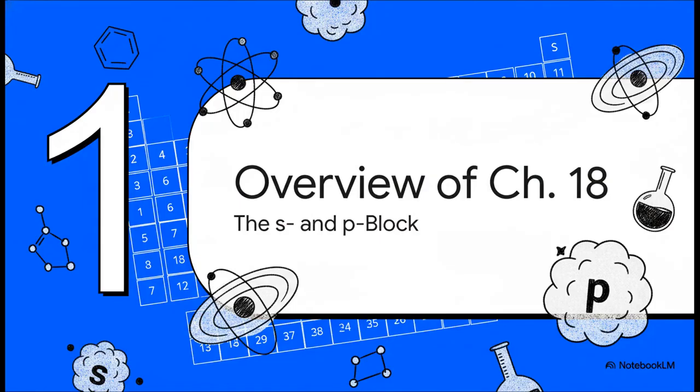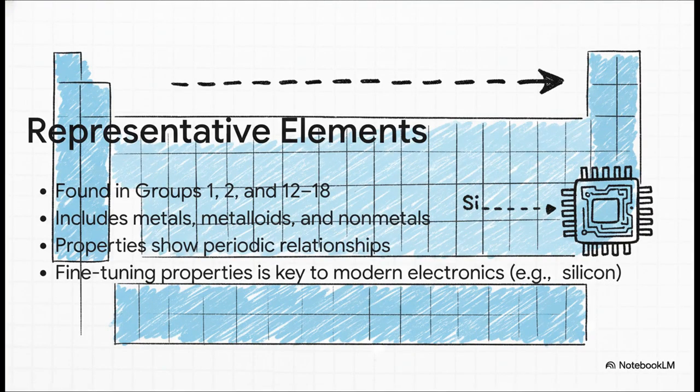All right, so first things first, what's the big idea behind this chapter? Well, it all boils down to the representative elements. These are the elements where the outermost electrons are filling up the s and p orbitals. You'll find these in groups 1, 2, and then all the way over from 12 to 18. And they cover the whole spectrum: metals, metalloids, and nonmetals.